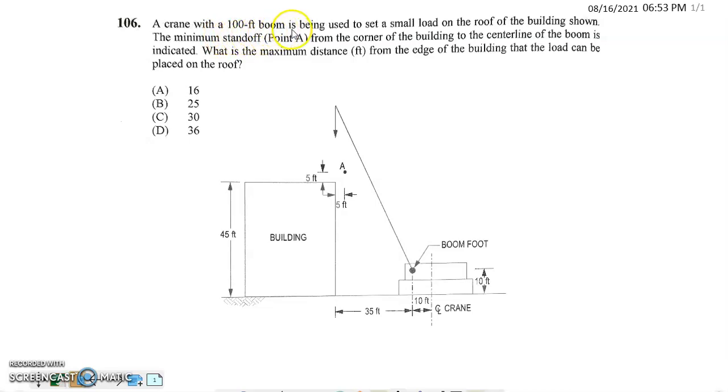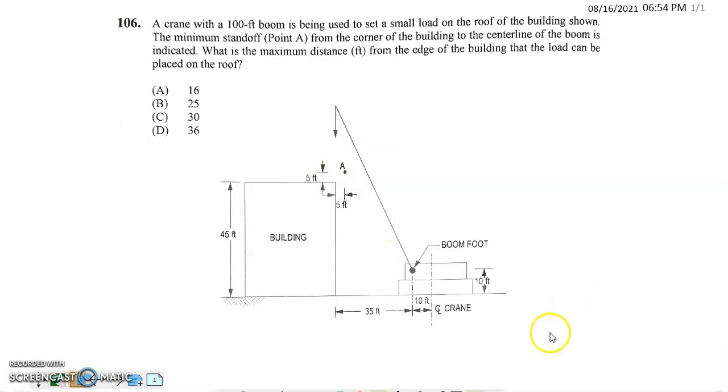A crane with a 100 feet boom is being used to set a small load on the roof of the building shown. The minimum stand-off point A from the corner of the building to the center of the boom is indicated. So this is point A. That's the minimum you can stand, 5 feet. The question is asking for the maximum distance in feet from the edge of the building that the load can be placed on the roof.